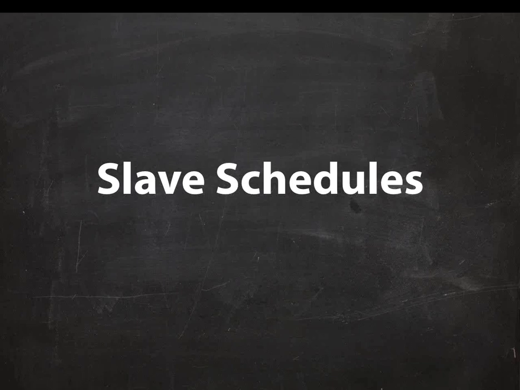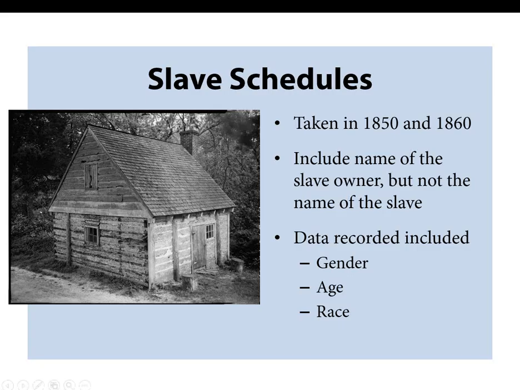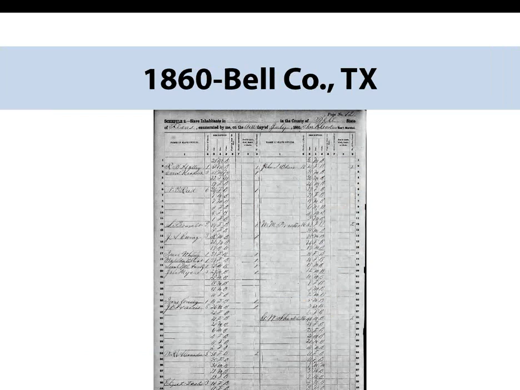Slave schedules were taken in 1850 and 1860. So if you have enslaved ancestors, you could look for them on this particular schedule. The problem is that they don't include the name of the person. The only name included is that of the slave owner, not the enslaved person. All we get for the particular individual is their gender, their age, and their race. So it makes things very complicated for a genealogist.